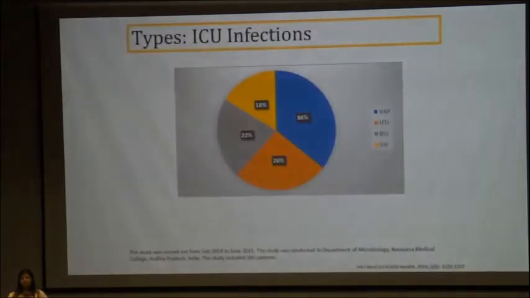So if we see the various types of infections in the ICU, be it a ventilator-associated pneumonia or a UTI or a bloodstream infection or a surgical site infection, these are the common 5 pathogens which we encounter most commonly.